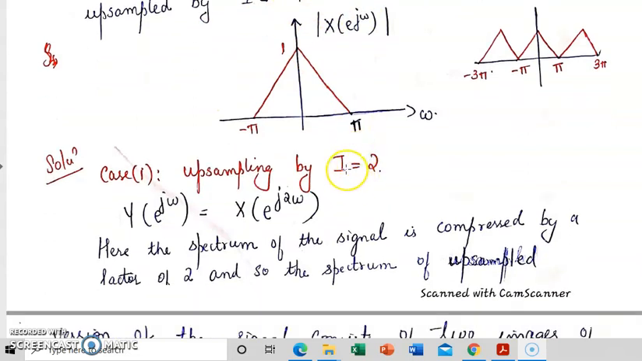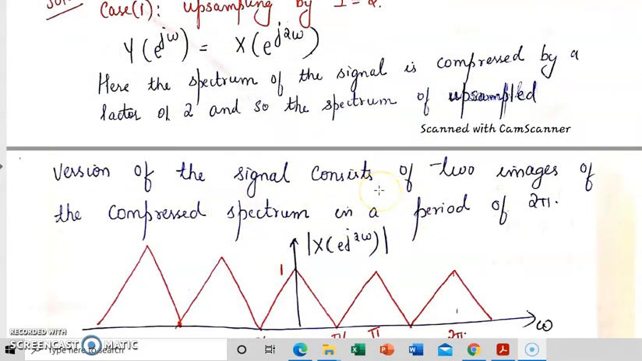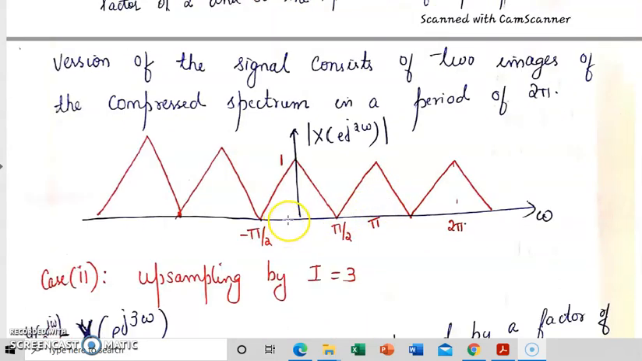So, first we'll see I equal to 2. For I equal to 2, the spectrum can be written as y of e raised to j omega equal to x of e raised to j2 omega. So, the spectrum of the input signal should be compressed by a factor of 2. And so the spectrum of upsampled version of the signal consists of 2 images of the compressed spectrum in a period of 2 pi. So if you consider a period of 2 pi, you can see 2 such images here.